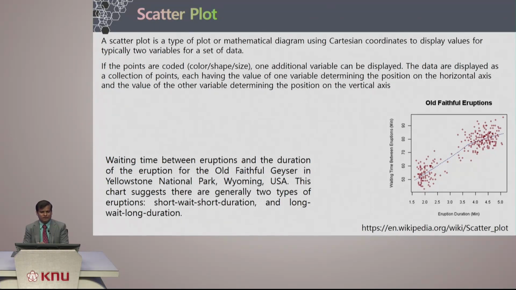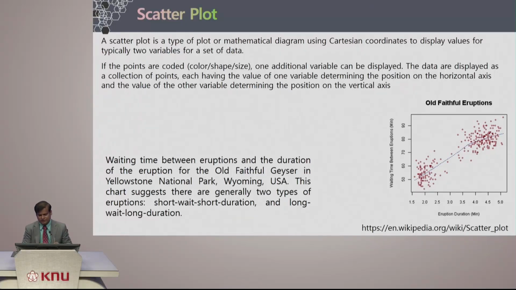data. So if you consider here, an example is given between two variables, and if the points are coded by color, you can also have different colors for the scatter plots. One additional variable can be displayed. You can actually use that. And data are displayed as a collection of points, each having the value of one variable determining the position on the horizontal axis and one variable on the vertical axis. So here is an example given to us.